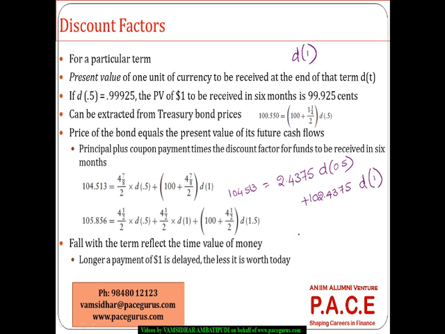So which means it is very much coming out that 104.513 minus 2.4375 times D.5 divided by 102.4375 is what is going to give me the D1.